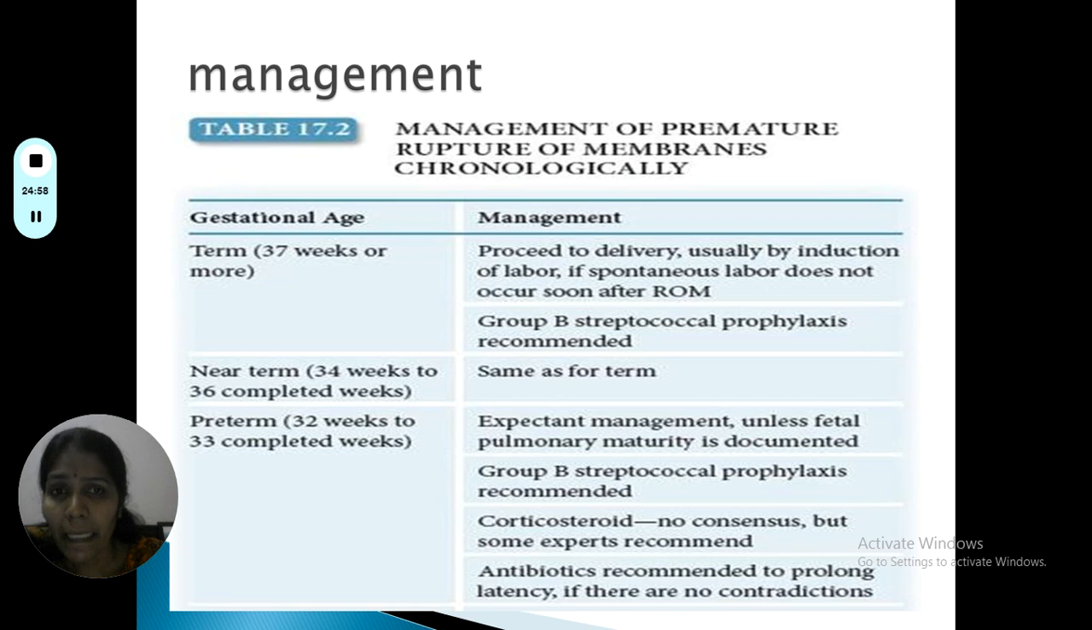And also this PROM, if with any underlying infection, can lead to postpartum complications like postpartum infections, fever, sepsis, subinvolution of the uterus, retained placental bits. So we should be vigilant while delivering the patient and in the postpartum period.